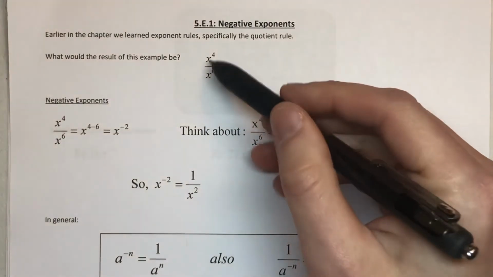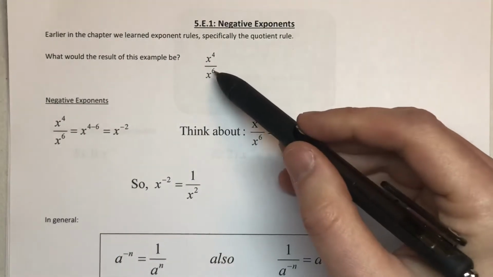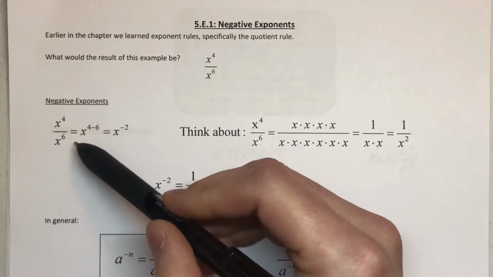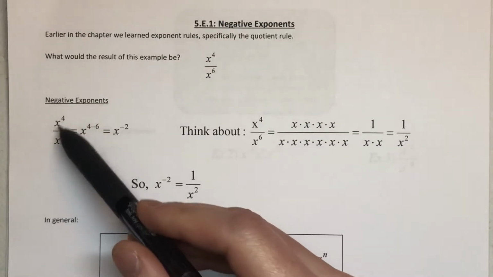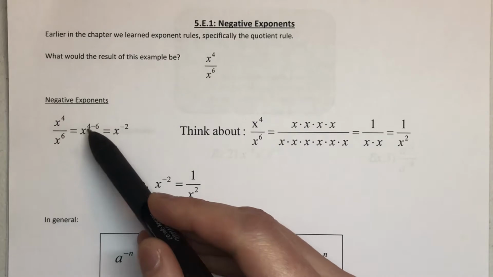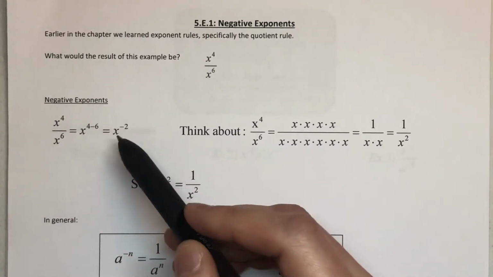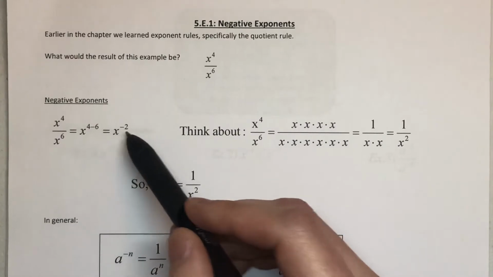So we have a rule for this. We have a rule for x to the fourth over x to the sixth. It's the quotient rule. And the quotient rule tells us, as it's written right here, to subtract 4 minus 6. Always numerator's power minus denominator's power. But 4 minus 6 is a negative 2. And we have not seen or dealt with any negative exponents at all.